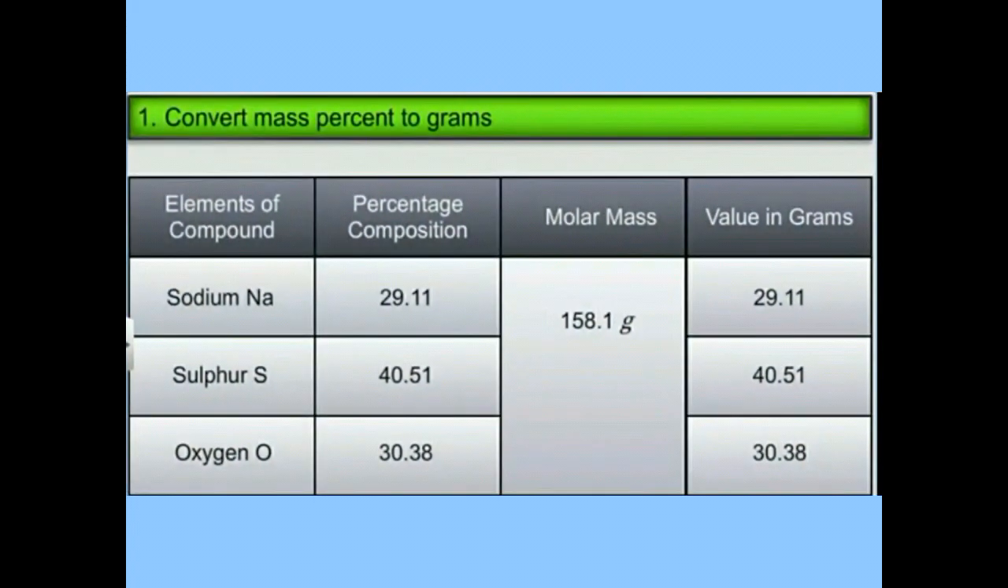So the first step is to convert the mass percentage to grams. How will we convert mass percentage to grams, students? Automatically, whatever is the percentage, that is the value in grams. Because if somebody asks you what is 29% of 100, that is 29 only. What is 40% of 100? That is also 40. And what is 30% of 100? That is also 30. So whatever is the percentage composition of any atom, that is the value in grams also. There is no need to convert, it is automatically converted here.